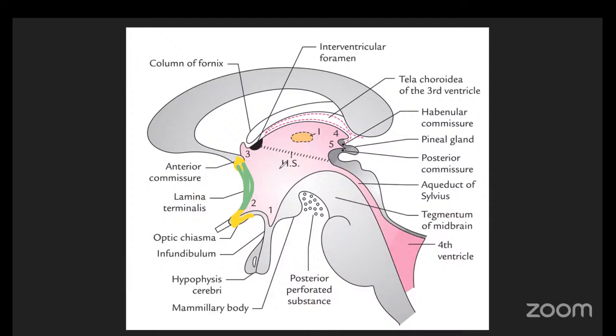Clear this. Apart from that, we have the optic chiasm. If you follow the sequence, after the optic chiasm, we have the infundibulum. And with the infundibulum comes the pituitary gland. Then, between the pituitary gland and the mammillary bodies, there is another structure. What is that called? It's not marked here.